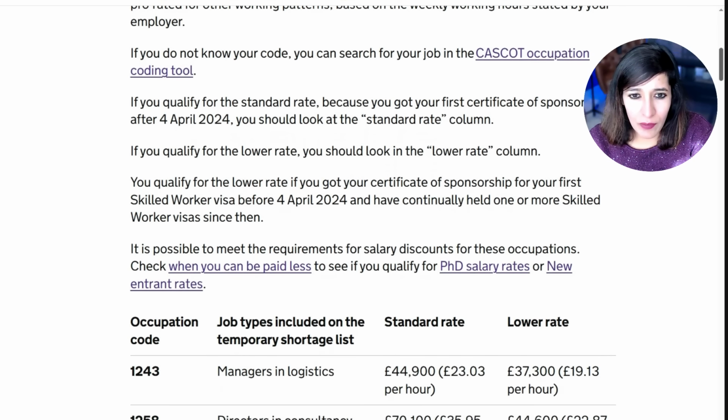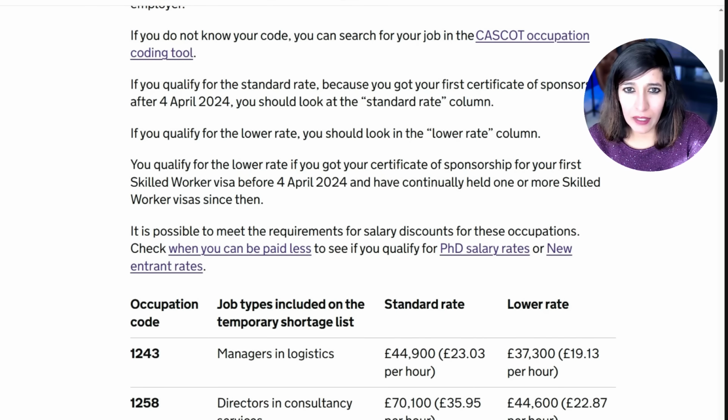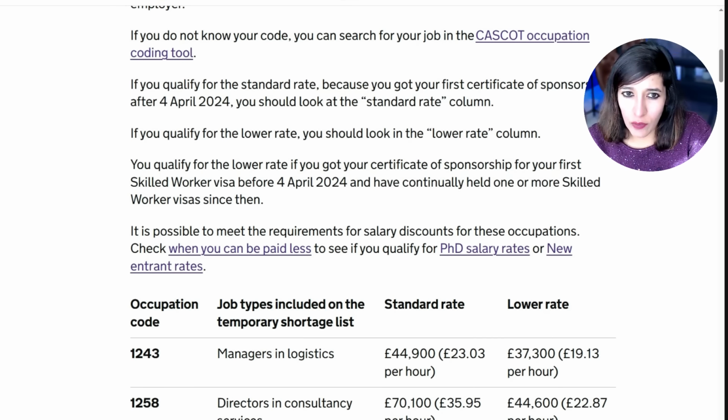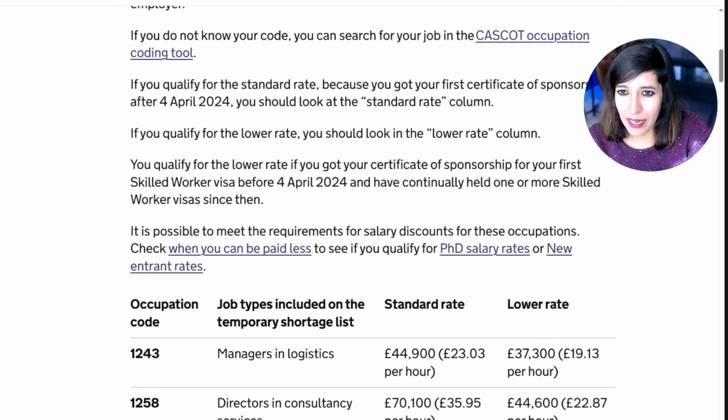Now, as we go to the table here, you will see there are two rates. One is called the standard rate and one is the lower rate. The government has already given an explanation here of what the rates mean. So if you qualify for the standard rate because you got your first certificate of sponsorship after 4th of April 2024, you should look at the standard rate. Remember, this is for people whose CoS was assigned to you after 4th of April.